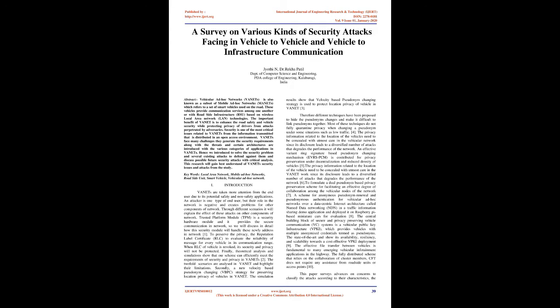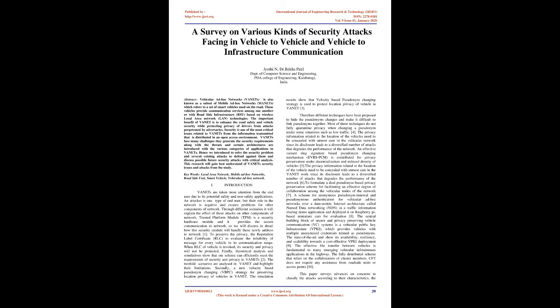To preserve privacy, the Reputation Label Certificate, RLC, is used to evaluate the reliability of messages for every vehicle in its communication range. When the RLC of a vehicle is revoked, its security and privacy will not be protected. Finally, theoretical analysis and simulations show that our scheme can efficiently meet the requirements of security and privacy in VANETs too. 2. Twofold scenarios are analyzed in VANETs and their limitations highlighted.